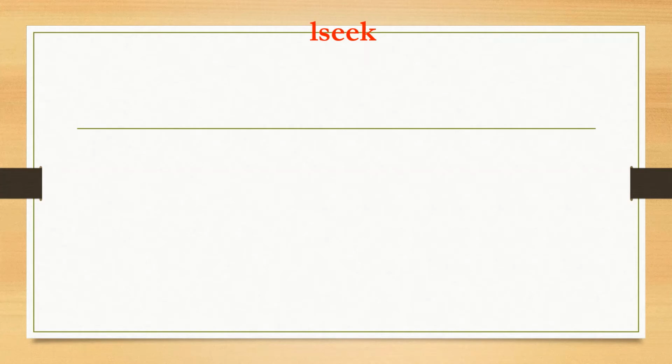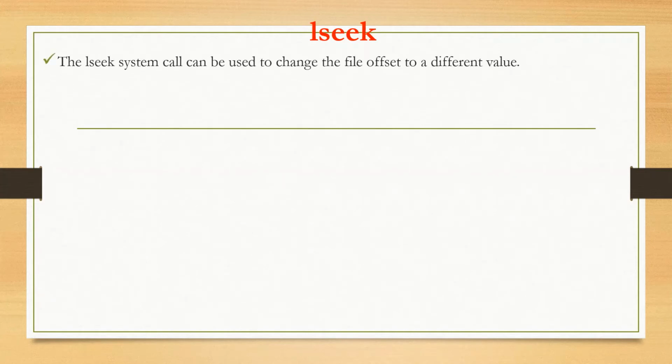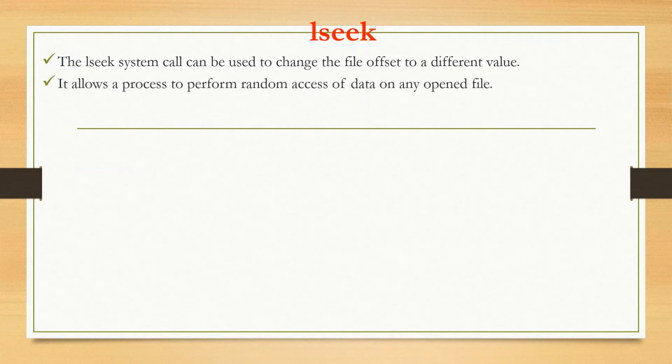Now we will discuss the lseek API. The lseek system call can be used to change the file offset to a different value. It allows a process to perform random access of data on any open file. lseek is incompatible with FIFO files, character device files and symbolic link files.